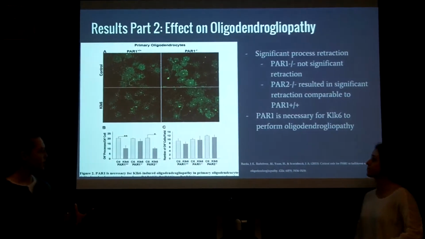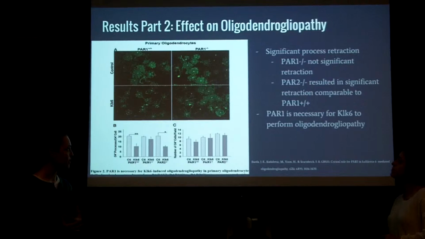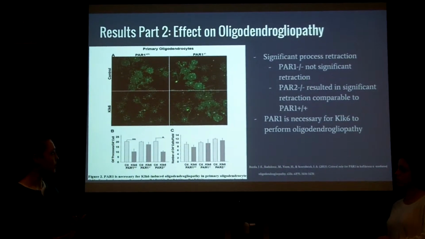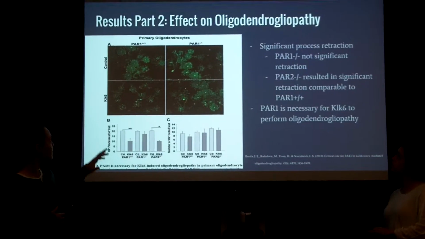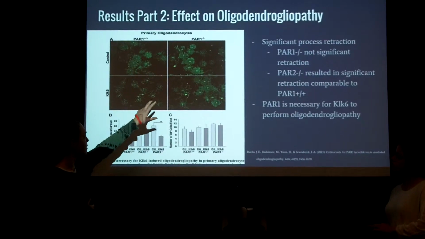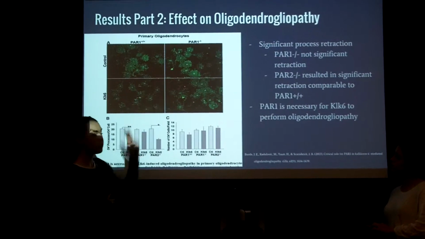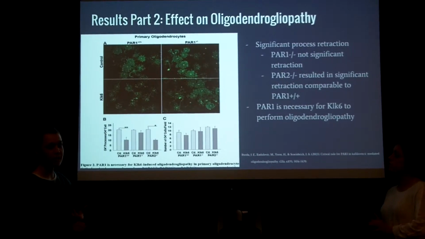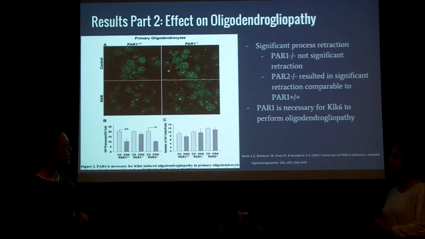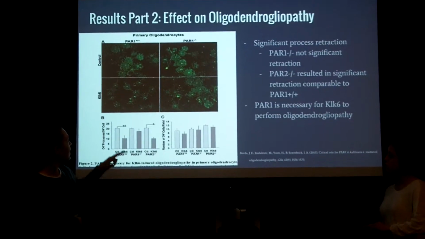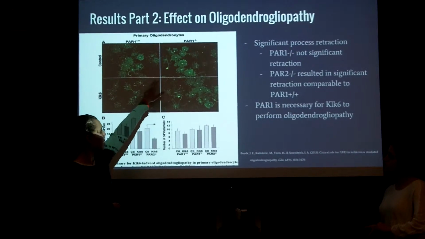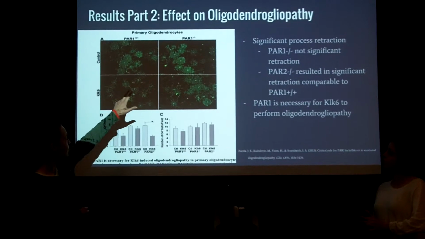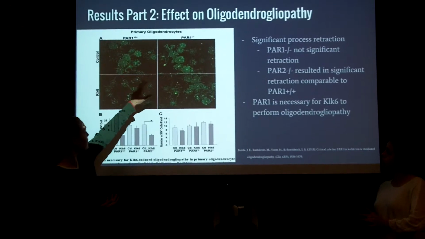The next feature of the study was they were looking at basically oligodendropathy. So in this picture, there are the two controls. They have two species of mice. They have the wild type mice, which have the PAR1 gene, and then they have mice that don't have the PAR1 gene. And for both the controls, this was without the addition of KLK6. They both had great expression of the oligodendrocytes.